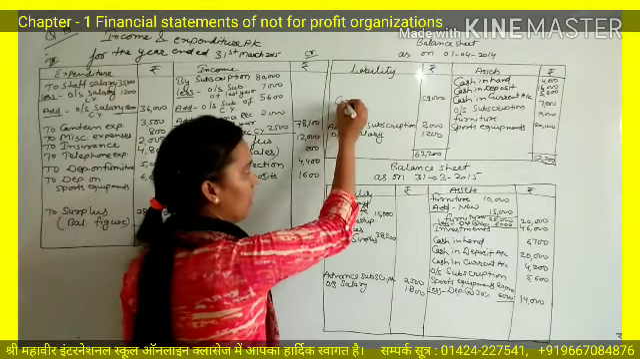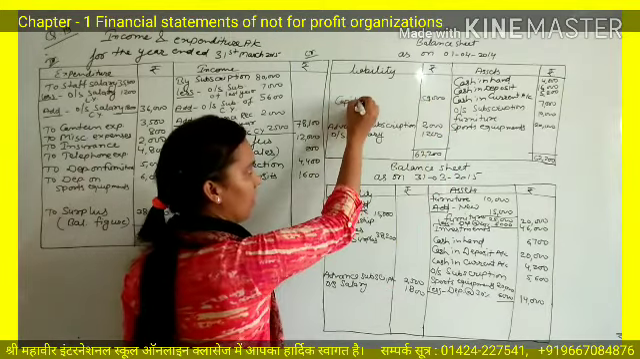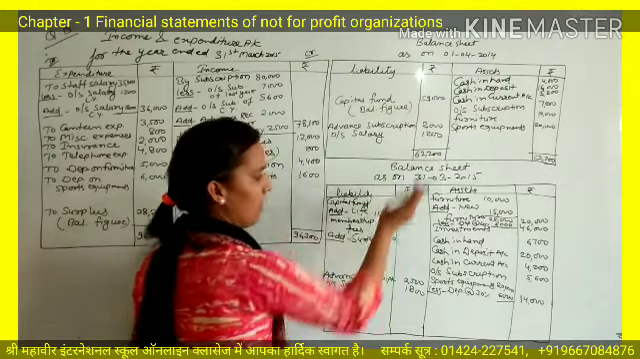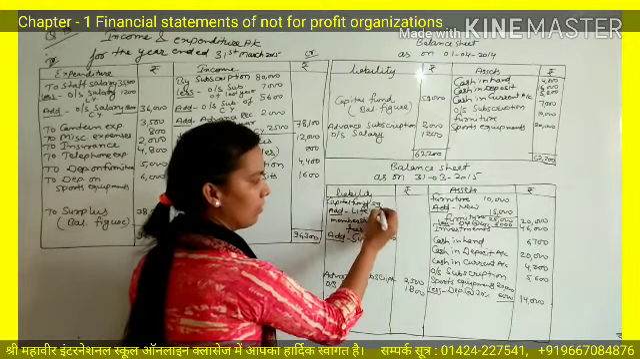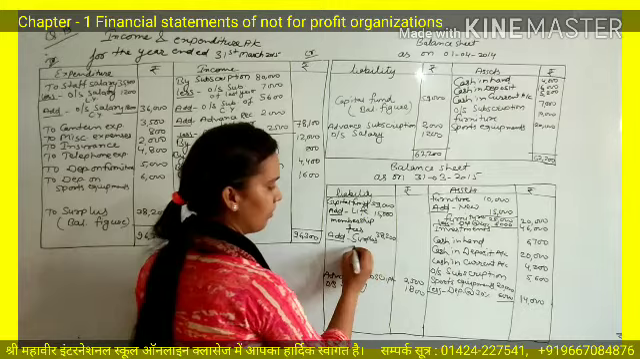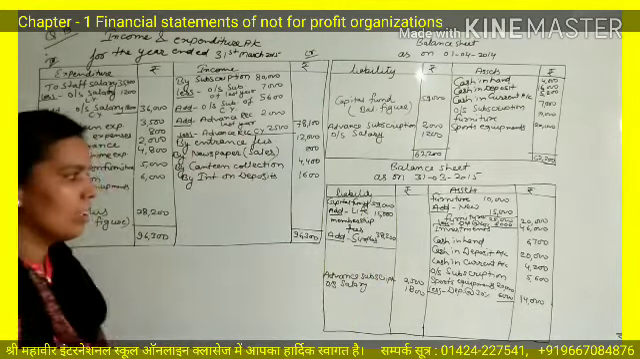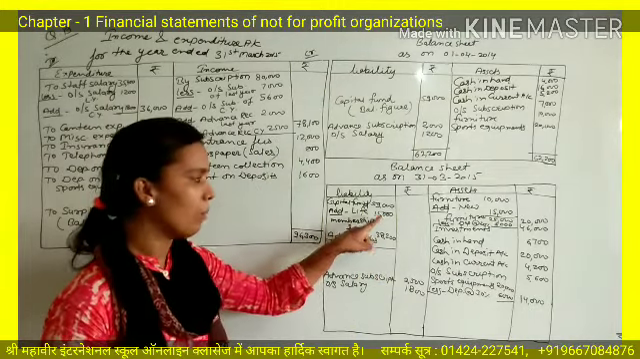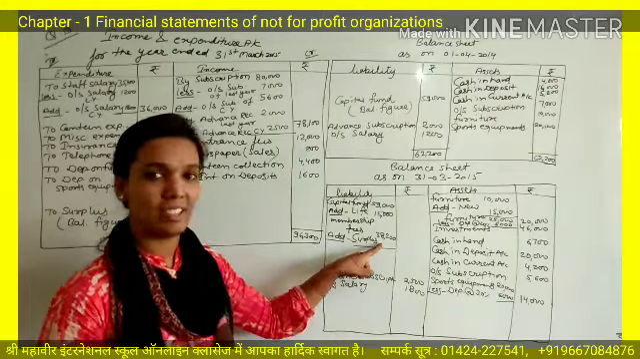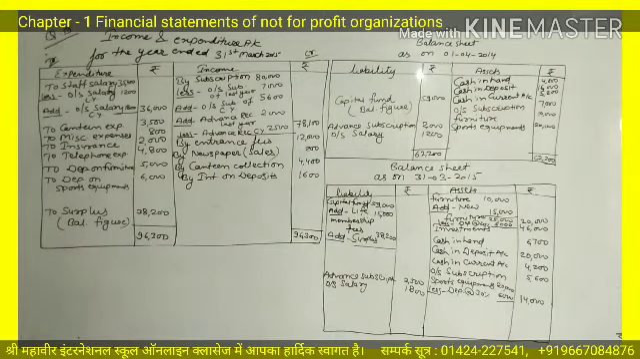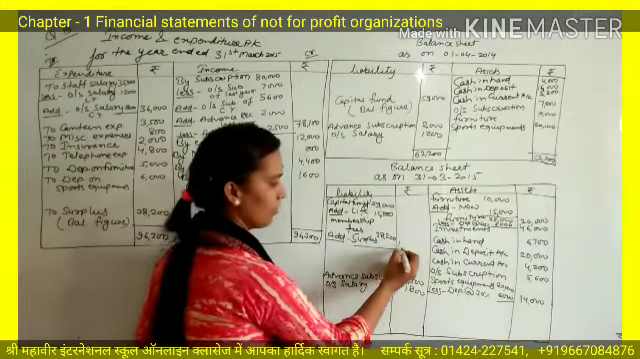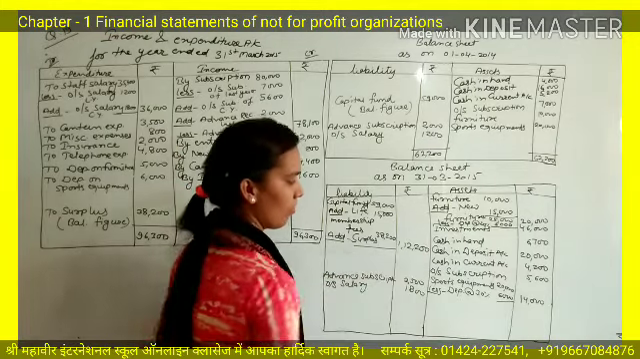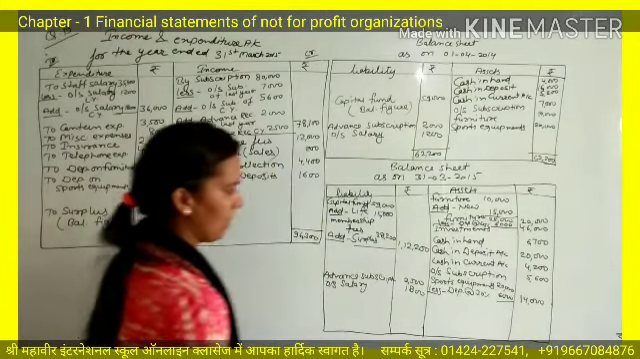This is the capital fund. You can write here balancing figure. This 59,000 will be transferred here, 59,000. Now get the net amount: 59,000 plus 15,000 minus 38,200. So what will be the amount? 1,12,200. This is the net amount of liabilities.